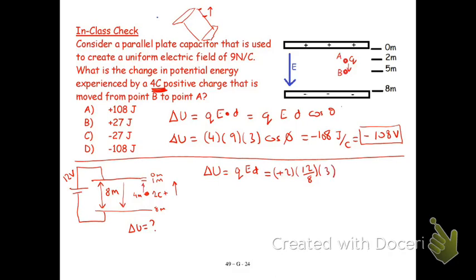And let's just look at signs for a minute. I've got a positive charge that's going upwards, so that should be a positive delta U. Yeah, agreed? So this is going to be 24 divided by 8 is 3. 3 3s are 9. 9 joules.